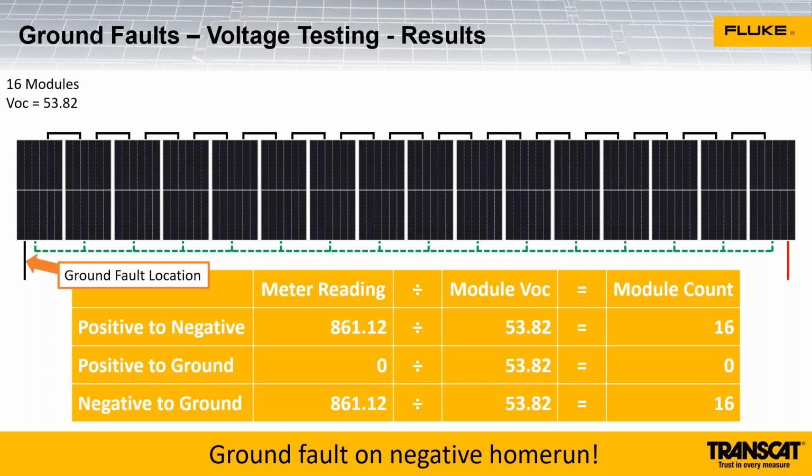So if you come into this situation, just be aware that if you see full voltage to ground between either the positive conductor to ground or negative conductor to ground, if you see that full open circuit voltage of the string, then your ground fault is in that home run wire. Those tend to be a little more difficult to identify because those home runs tend to be longer than the module interconnections. But again, you got to get into the array, figure out where that ground fault is located and repair it.